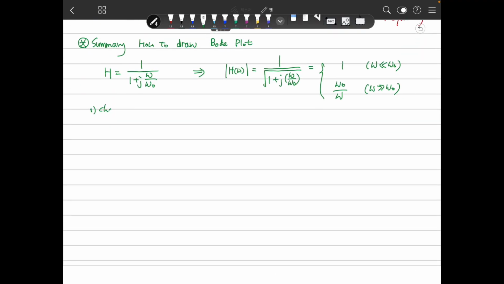Now what should we do at first? Change H to dB, so 20 log of the magnitude of H. First, it's 0 when omega is smaller than omega 0. And it is 20 log omega 0 minus 20 log omega when omega is larger than omega 0.